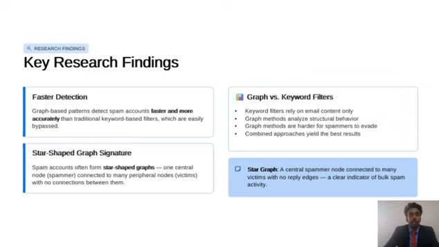One common pattern observed in spam networks is called a star-shaped graph. In this pattern, one central node represents the spammer and is connected to many different users who are recipients. However, these recipients are not connected to each other and usually do not reply. This star-shaped structure is a strong indicator of bulk spam activity.